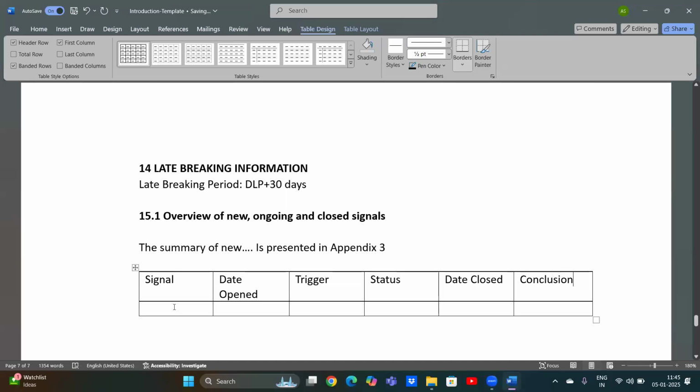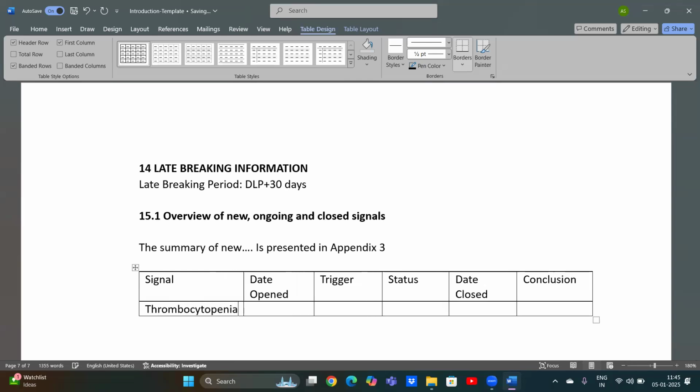Right? This way. Suppose now your signal is thrombocytopenia. You will write thrombocytopenia here. Date opened is basically the date when it is validated, that is your DLP. In this section we will take only validated signals. So date opened means the date when it was validated.